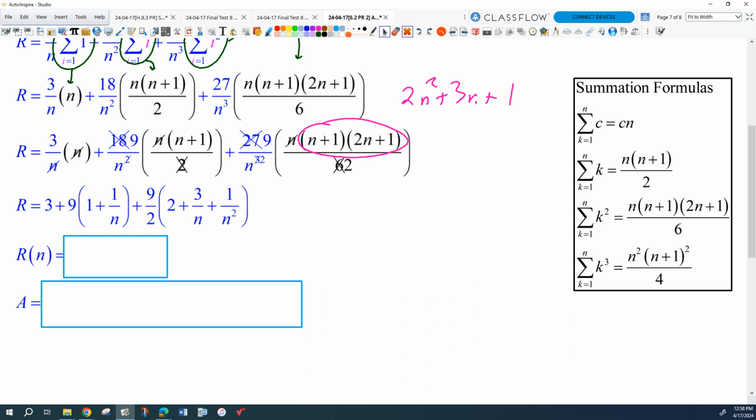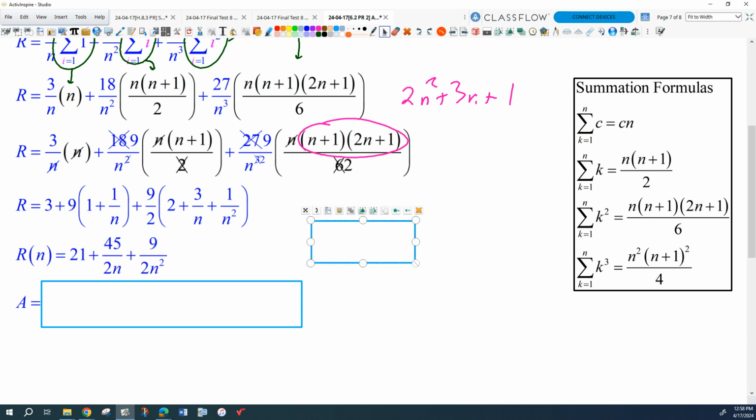Okay, now what? If I distribute the 9 and the 9 halves, I can add up a bunch of like terms. Just trust me on this one. We don't have to go through all the low-level algebra here, but if I add up all of the constants, I would just get 3 plus 9 plus 9. 9 halves times 2 is 9. 3 plus 9 plus 9 is 21. If I add up all the terms that have an n on the bottom, I would get 9 over n plus 27 over 2n, so that'd be 18 over 2n plus 27 over 2n, 45 over 2n. What do you know? And then I only have one term with an n squared on the bottom. It's just 9 over 2n squared.